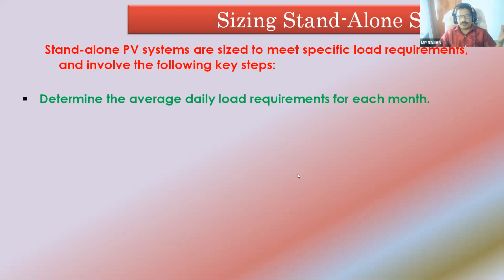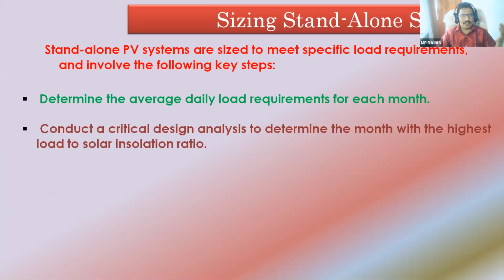So the steps of sizing: we should determine the average daily load requirement of each month. As I said, your load requirement varies every month. So you have to take the load requirement in every month and calculate it. There are so many methods we can use to reach the average. For one year, we can take 365 days, or 12 months, or 52 weeks.